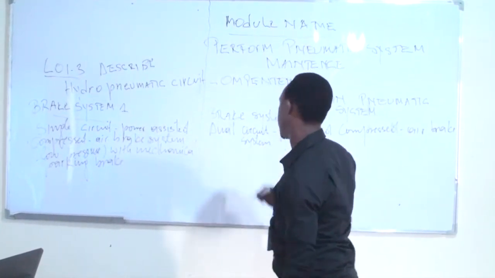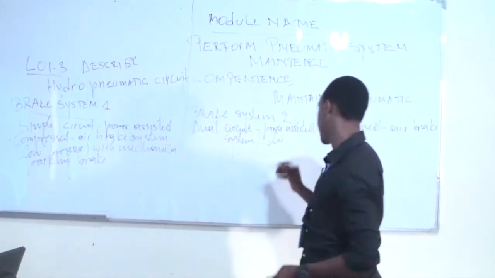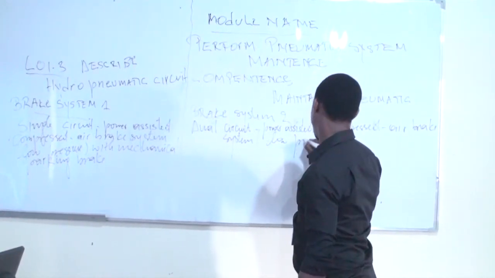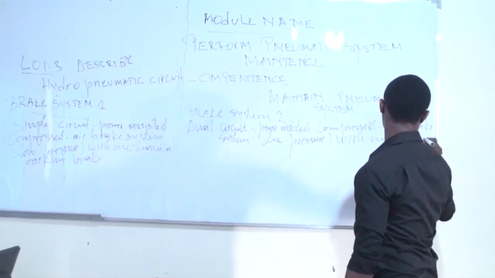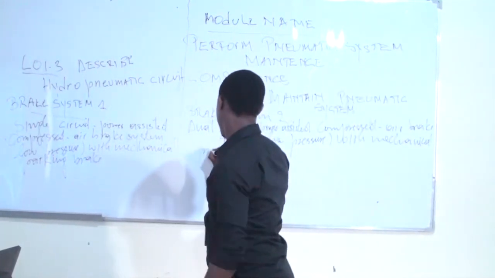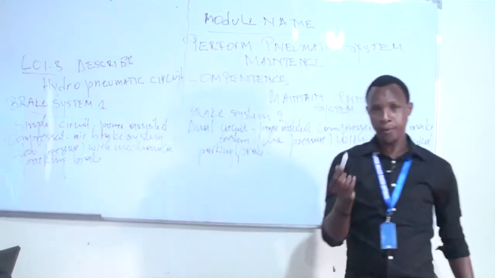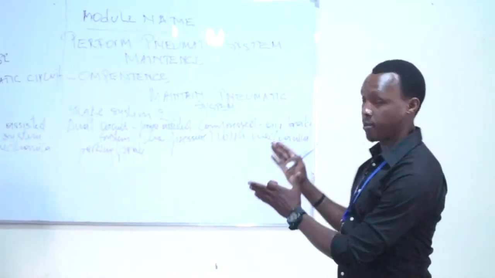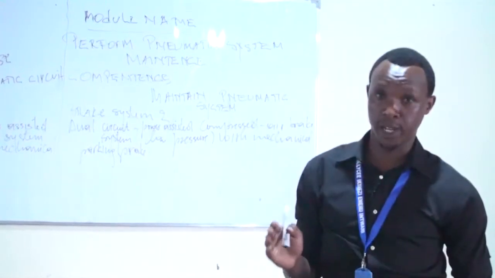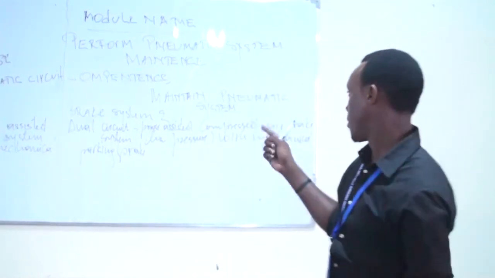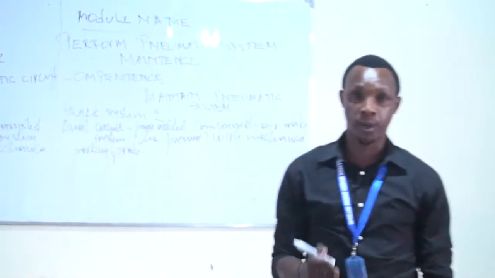It was also low pressure, because it used a pressure below 80 bars, also with mechanical parking brake. Do you remember how to differentiate the circuits? Brake system one is the single circuit power assisted brake system with mechanical parking brake, low pressure. Brake system two is the dual circuit power assisted compressed air brake system, low pressure with mechanical parking brake.